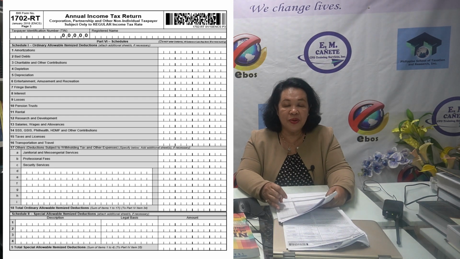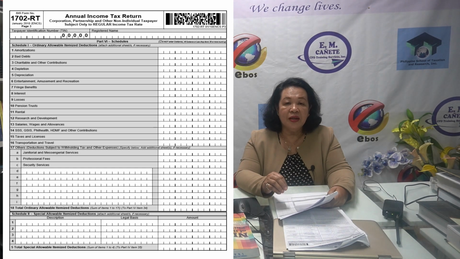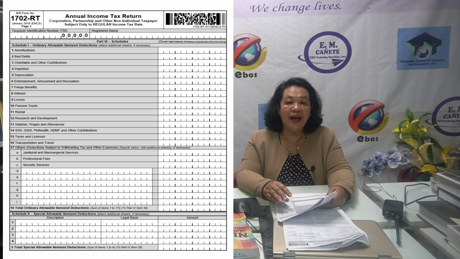So what are the taxes and licenses examples that you can claim? The percentage tax, the registration fee, the mayor's permit, the registration of the vehicles in the LTO. You can claim that as taxes and licenses. But also a reminder, when you claim taxes and licenses, only the basic tax. Do not claim the penalties. Why? Because it will be disallowed.